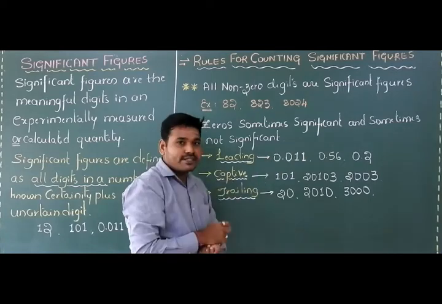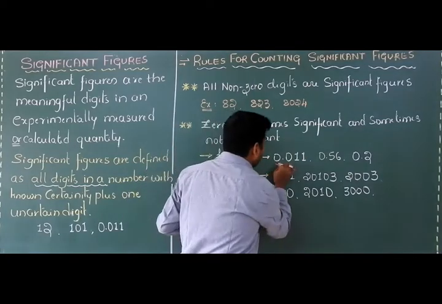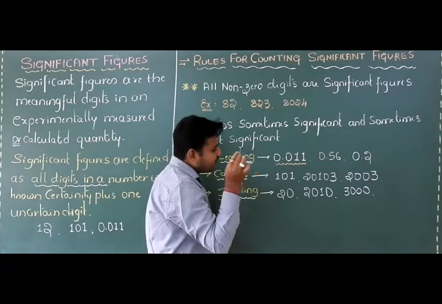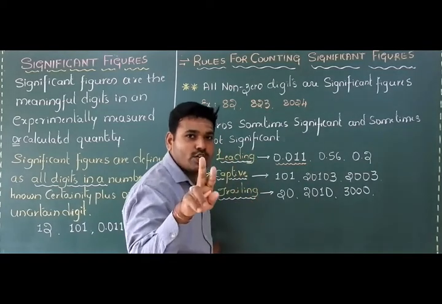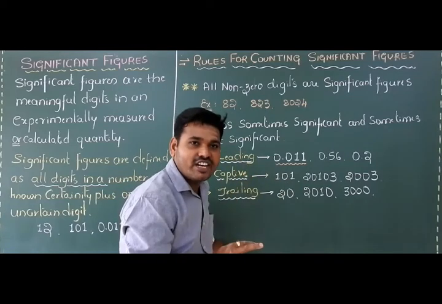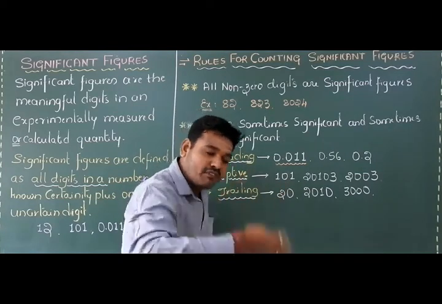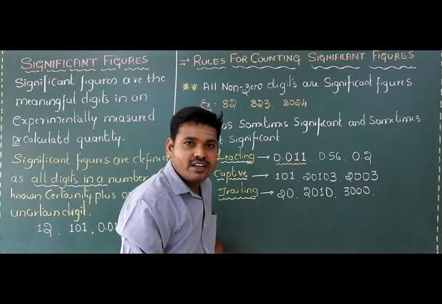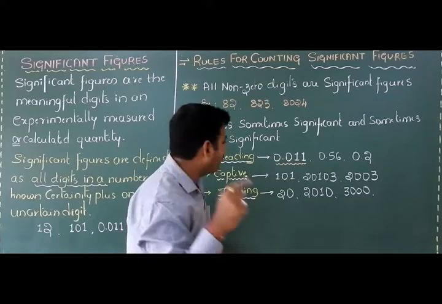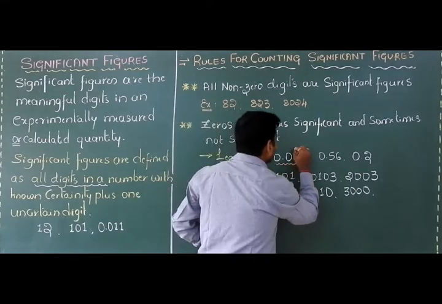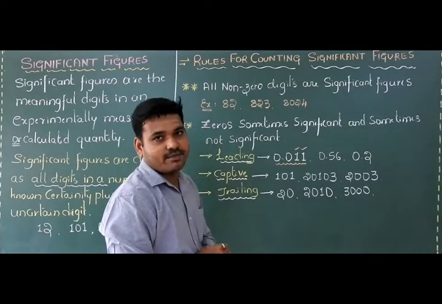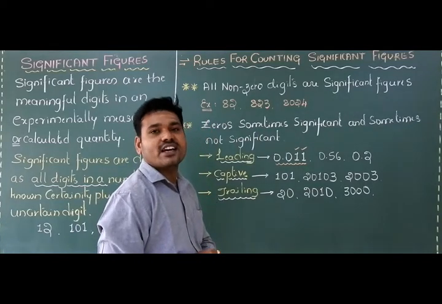Now, examples are already known. In this given number 0.011, it contains two zeros, and both the zeros are present at the left hand side of the given number, and both are present before the first non-zero digit, and these zeros are not counted as significant. So therefore in this given number, only two significant figures are present, students.